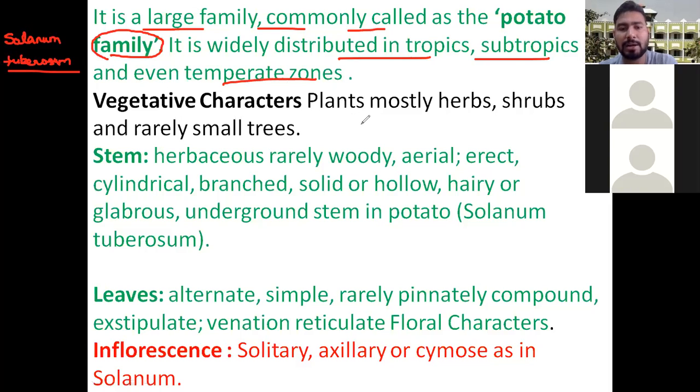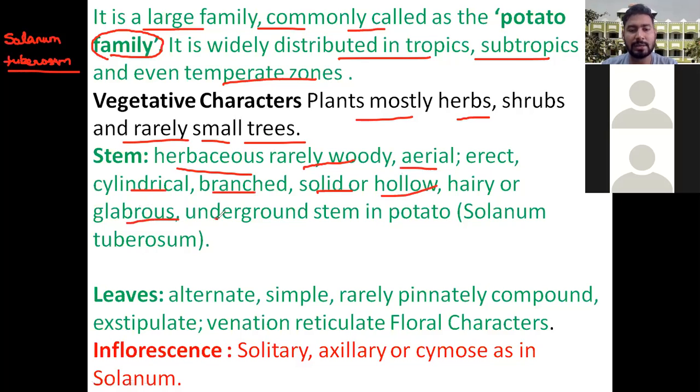Vegetative characters, you can see plants mostly herb, shrubs and rarely small tree. Most of the time this may be herb, shrub and rarely small tree. But in case of Fabaceae or Papilionaceae, these also have tree-like structure. Stem, herbaceous, rarely woody, aerial, erect, cylindrical, branched, solid or hollow, hairy, glabrous, underground stem in potato, that is Solanum tuberosum. Okay, which we have seen already, that is modification of underground stem. This will not be important too much because vegetative characters we have studied in detail.